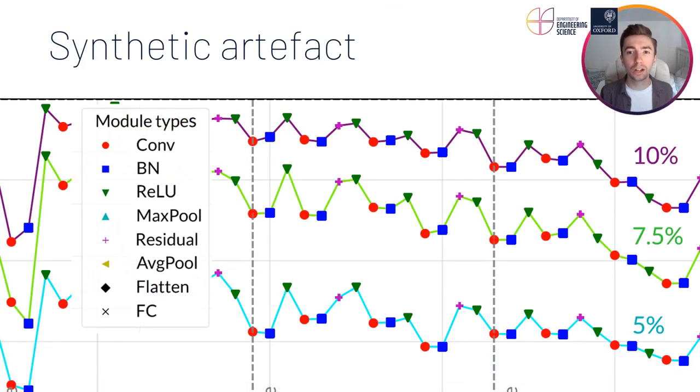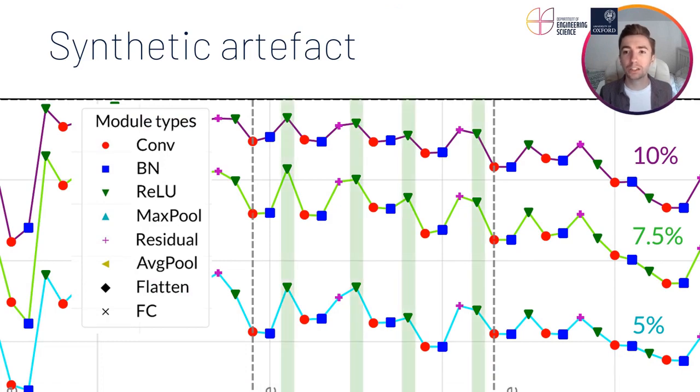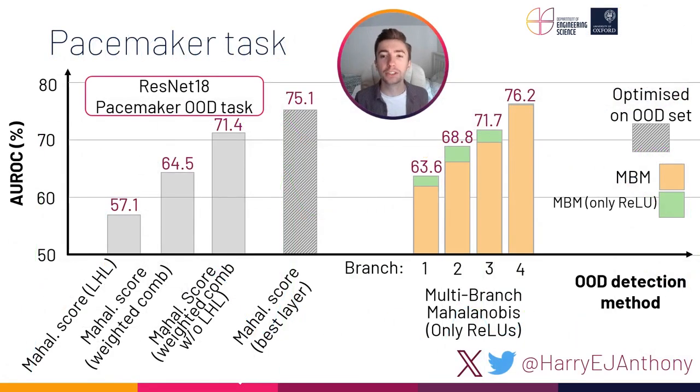If you recall earlier, we showed that the performance improves after a ReLU operation. And so by just using the ReLU modules in the branches for our multi-branch Mahalanobis, we get an even better improvement on our score, where I've highlighted that in green. But we can do even better than this.